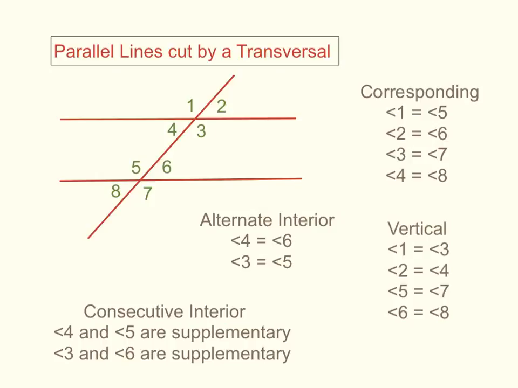The next relationship doesn't actually have to include parallel lines, but if you have two lines that intersect, they set up what are called vertical angles. Angle 1 and angle 3 are vertical. Angle 2 and angle 4 are vertical. Angle 5 and angle 7 are vertical. Angle 6 and angle 8 are vertical. And vertical angles are always equal to each other.